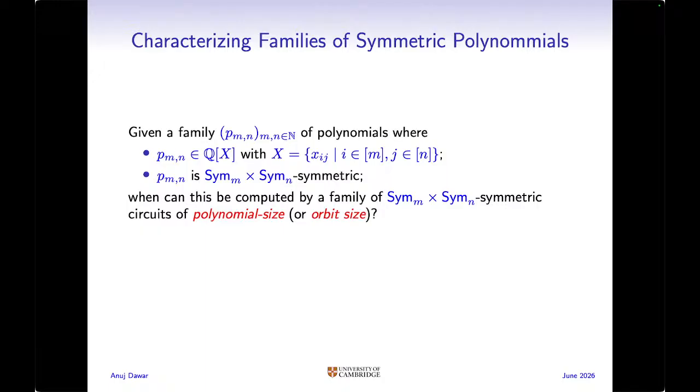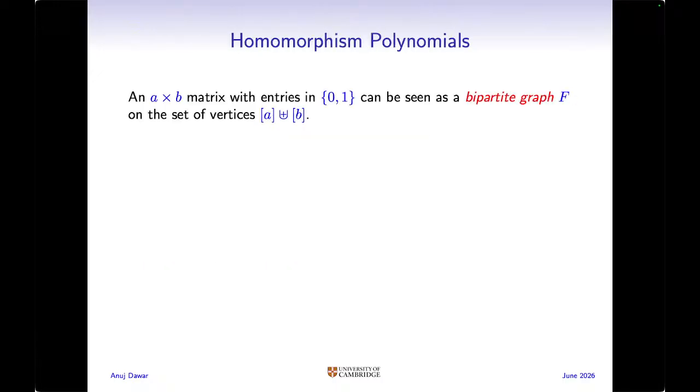And we want to know when we can compute these with symmetric circuits, of polynomial orbit size. I mean, we're interested in polynomial size, but orbit size is what we can understand better. And it turns out we can actually give a complete characterization now. So I'll tell you what it is. It's in terms of homomorphism polynomials. So let me tell you what a homomorphism polynomial is, and then I'll just state the result.